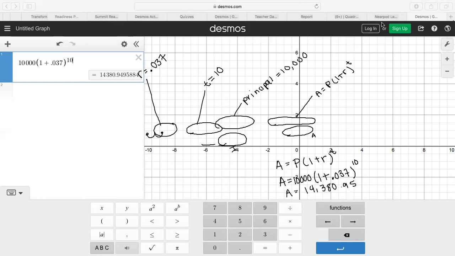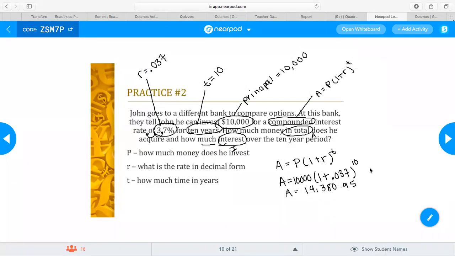Okay. What does this number mean? A equals this. What does A mean? This is the total amount. So after 10 years, my account would have in total $14,380. This is the total amount in my account after 10 years.